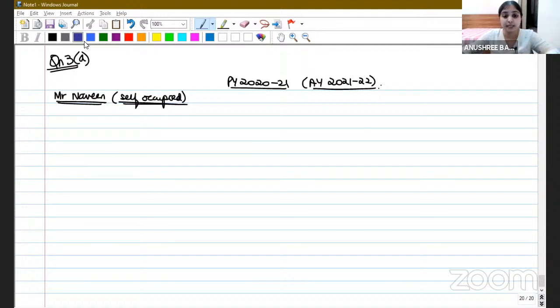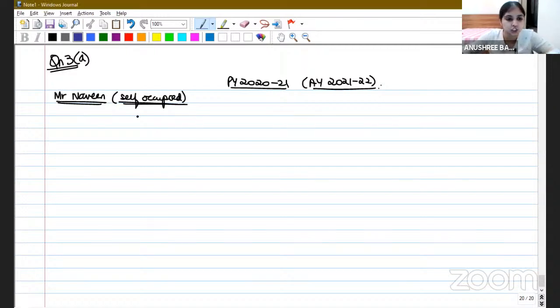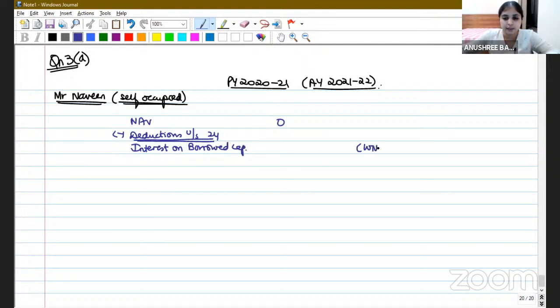Now self-occupied house property. How do we start? How do we begin the calculation? We will start with NAV. NAV is always 0. We will subtract deductions under section 24. Only one deduction we will have, and that is interest on borrowed capital. Interest on borrowed capital, give reference to working note number 1.